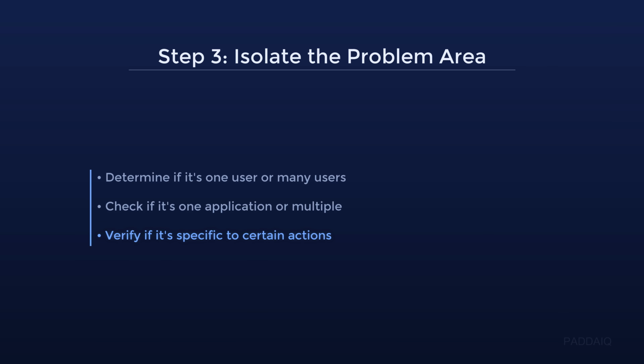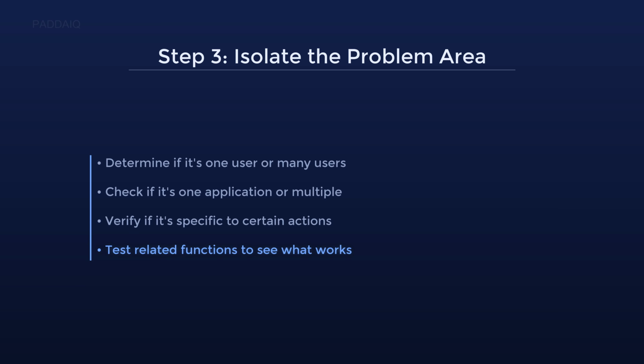Verify if it is specific to certain actions. This means checking if the issue only happens when performing particular tasks, not all the time. For example, an error might occur only when creating new sales orders, but not when viewing existing ones. Narrowing down the trigger helps you focus your investigation effectively.